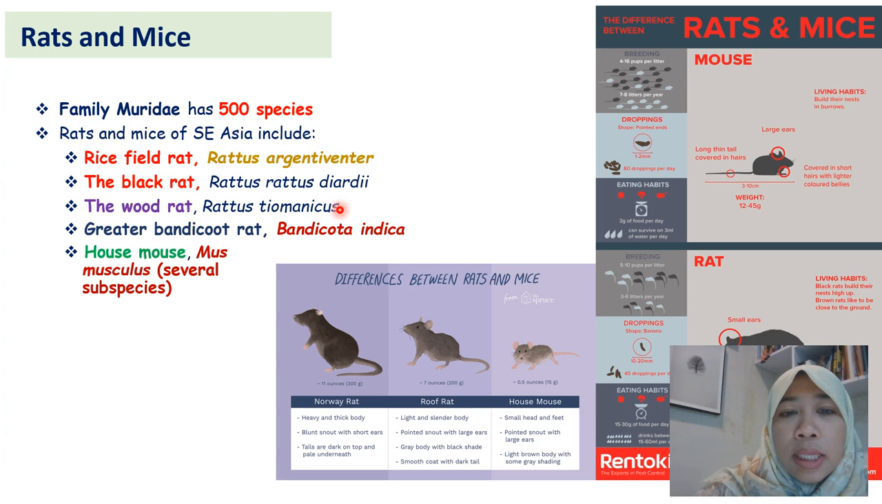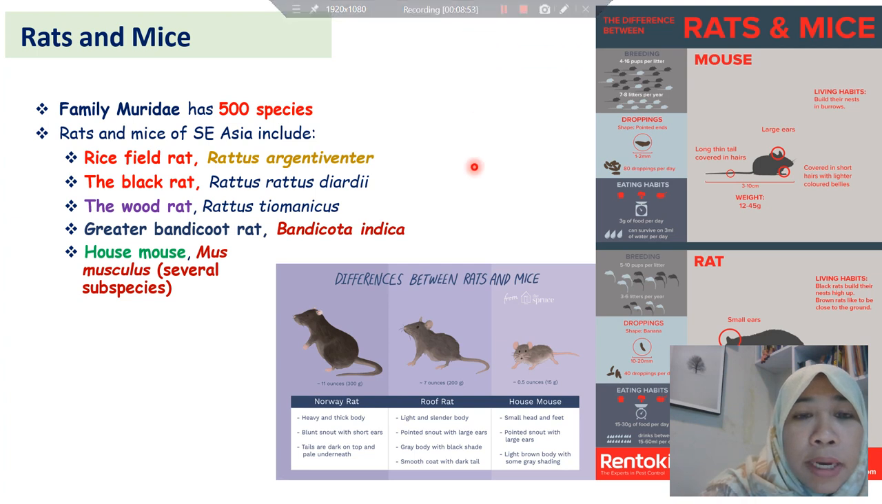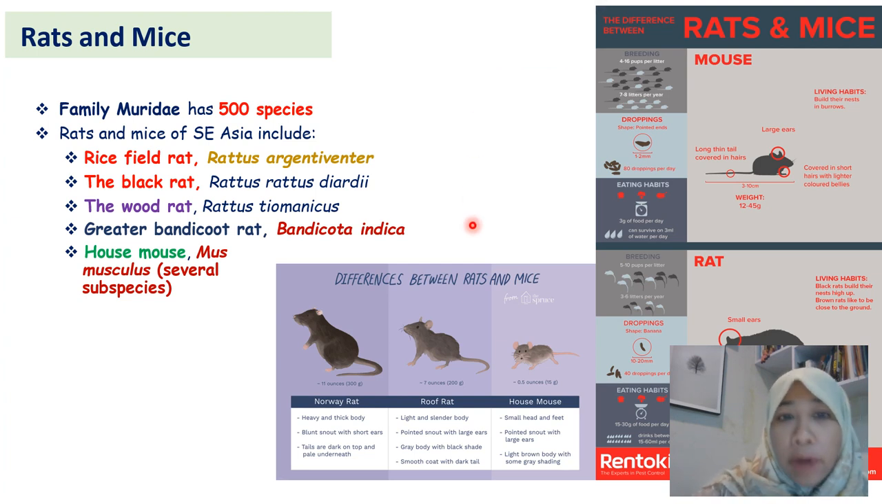This species is a main pest in palm oil. Okay, Rattus tiomanicus. And then the bandicoot rat is Bandicota indica. This is the larger rat. This Bandicota indica, we can find in drains or waterways. It means in a got, yeah, got atau saluran air. Okay, house mouse, Mus musculus, several subspecies we can find in the house. Okay, these are the differences between rat and mice.